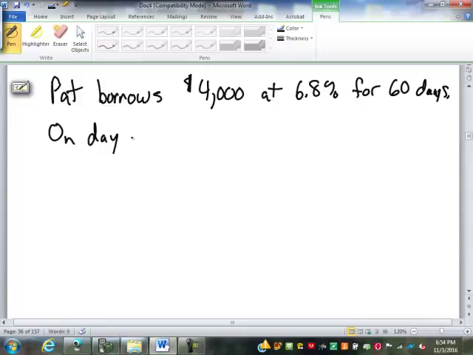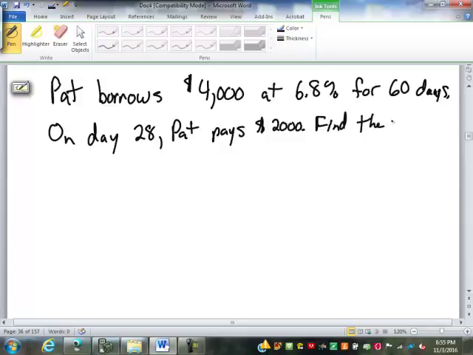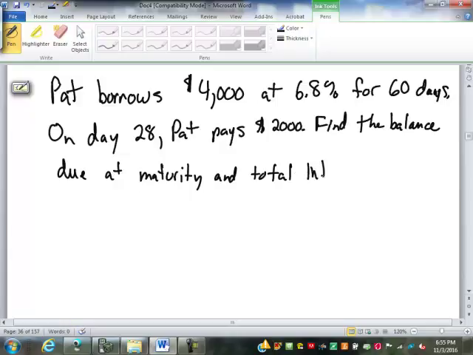So let's say on day 28, Pat pays $2,000. Find the balance due at maturity and the total interest paid. I'll give you a couple minutes here.